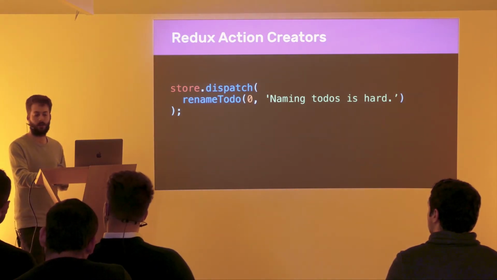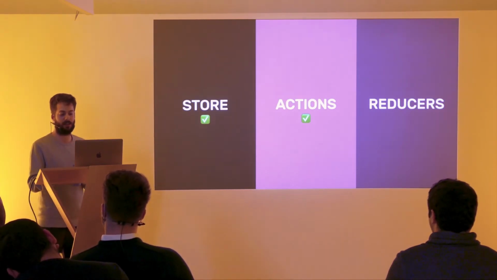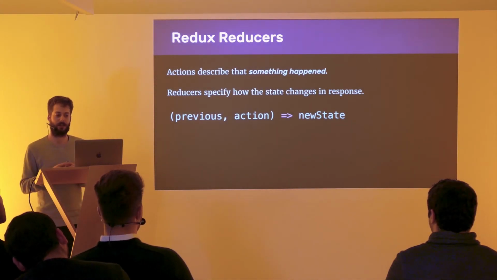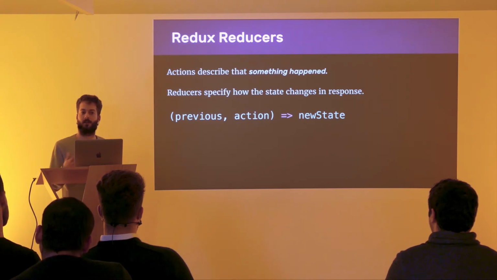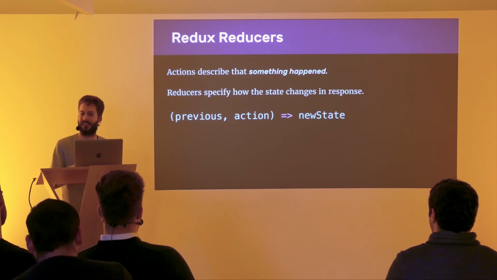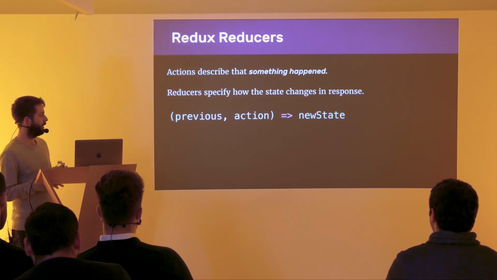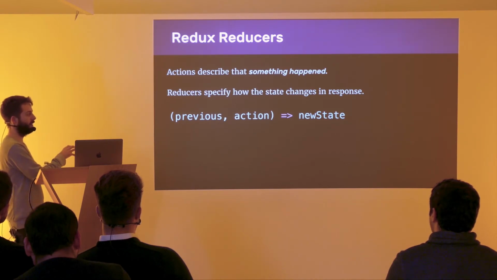So I think it's simple until now, right? Let's go into the last concept, which is reducers. And this is probably the hardest to get. While actions describe that something happened, right? You want to rename a to-do, or you want to add a new to-do, or remove a to-do. A reducer knows how to react to these actions, right? So an action doesn't know anything, but the reducer does. And the signature of a reducer is basically a function, and it's a pure function. I don't want to get into the details, but it basically receives the previous state and the action, and it's responsible for returning a new state.